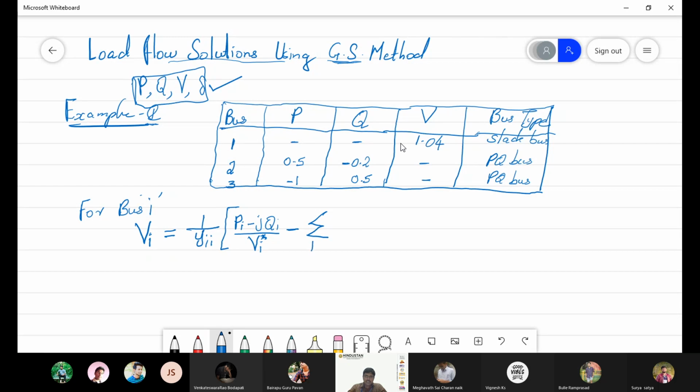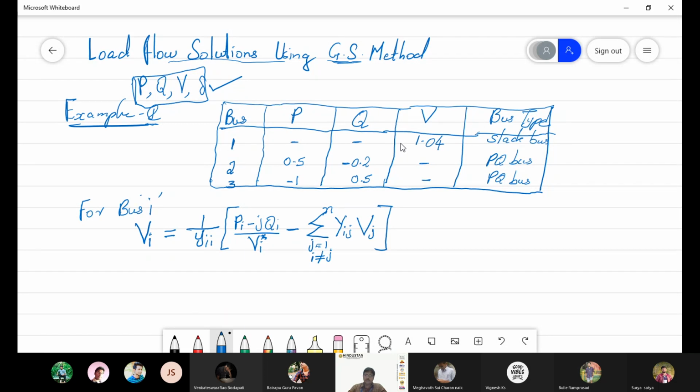sigma j equal to 1 to N, where N is the number of buses. In our case, N is equal to 3, therefore j goes from 1 to 3, with the condition I is not equal to J. Listen carefully: VI is equal to 1 divided by YII times PI minus jQI divided by VI star, minus sigma j equal to 1 to N, I not equal to J, of YIJ VJ, right? So this is the formula.